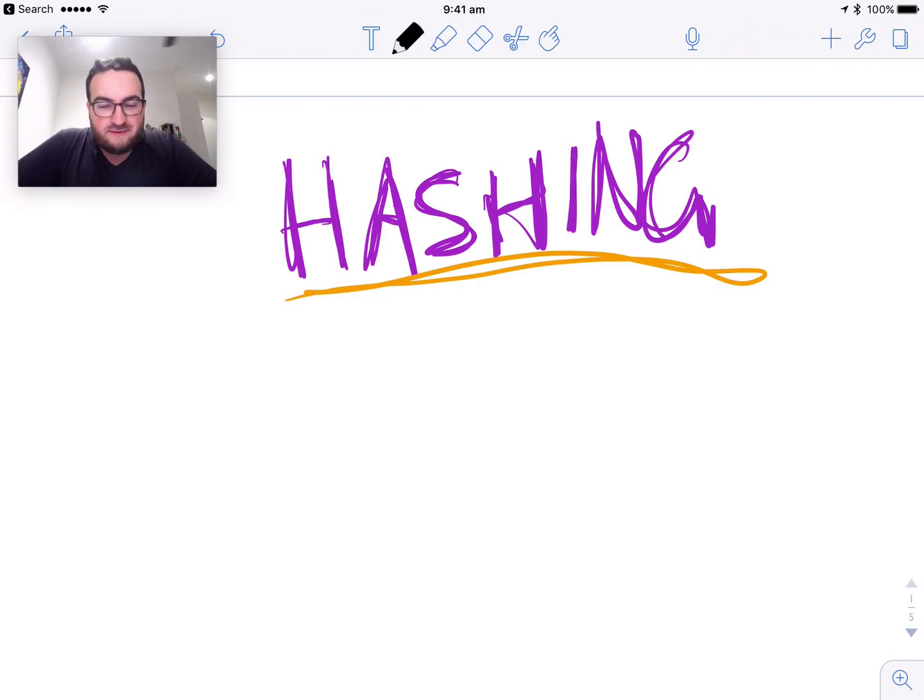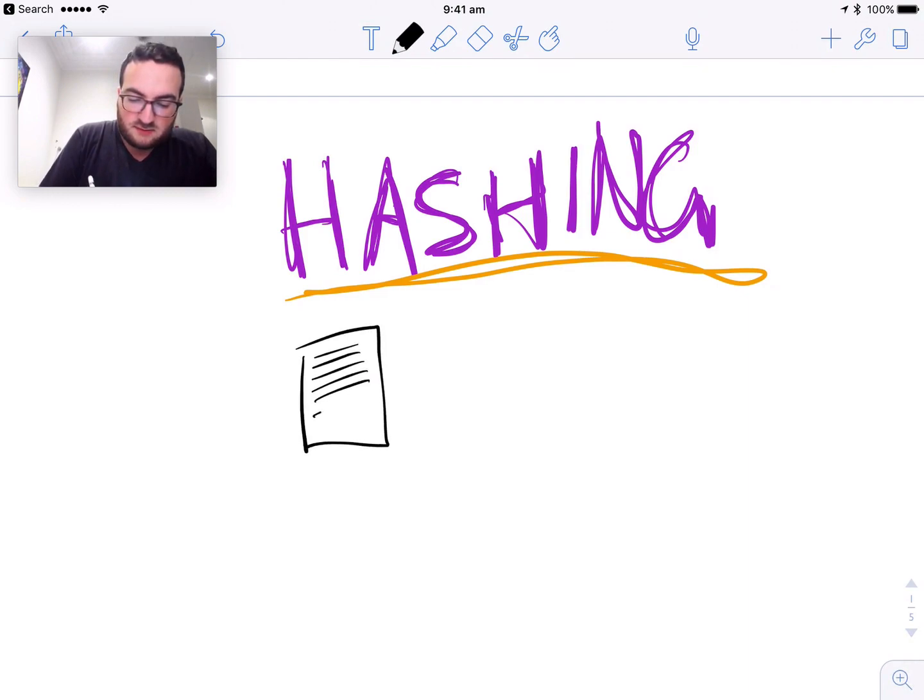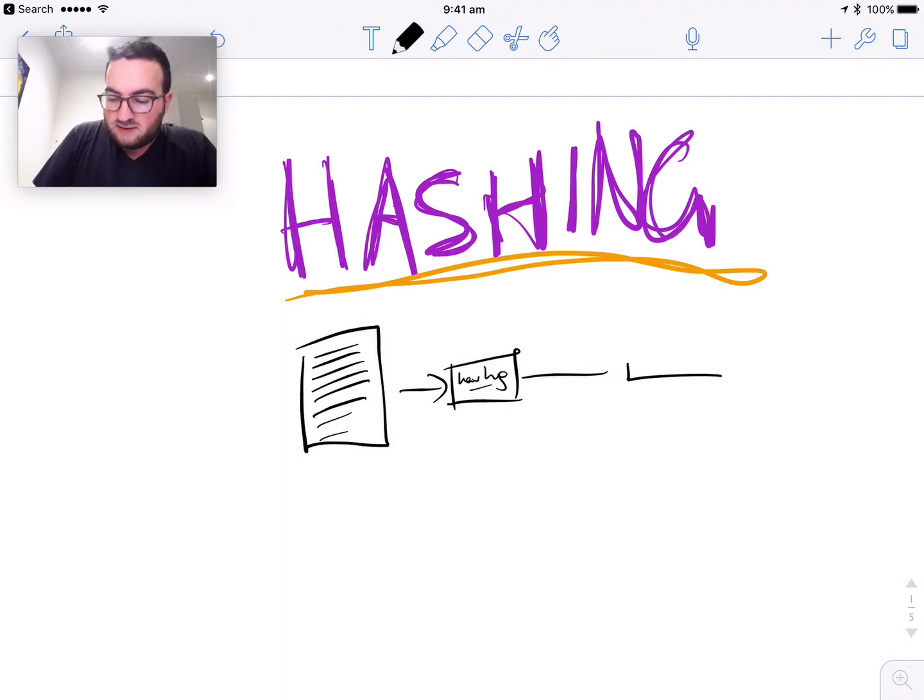Hey everyone, I'm going to give a quick video tutorial on hashing and some of the properties of hashes and why we use them. So first off, what is a hash? Well, a hash is one of those things we use all the time in cryptography. It's where you take a message and you put it through some kind of function, called a hashing function, and you get some fixed output that's usually a little smaller. And we all know what it kind of looks like.